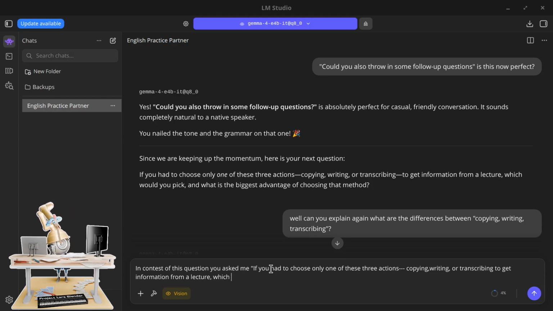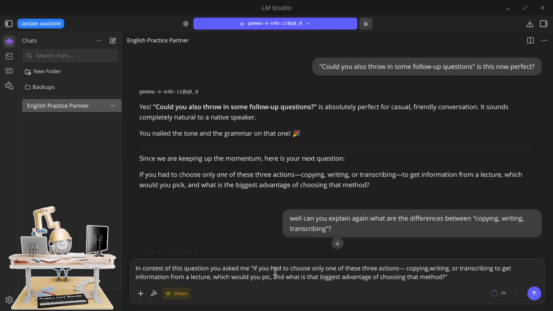Which would you pick? Comma. And what is the biggest advantage of choosing that method? Okay, stupid, but okay, whatever. Rule is rule. Advantage. What is the biggest advantage of choosing that method? Okay, that's the question actually.